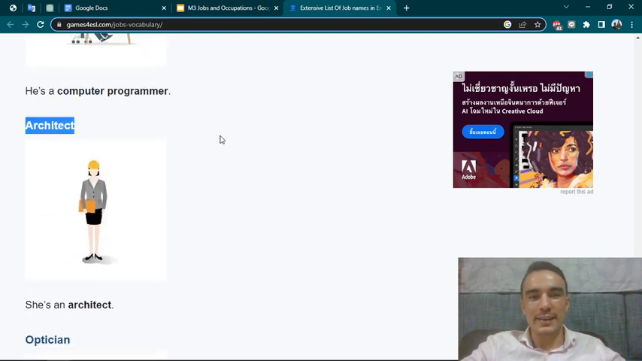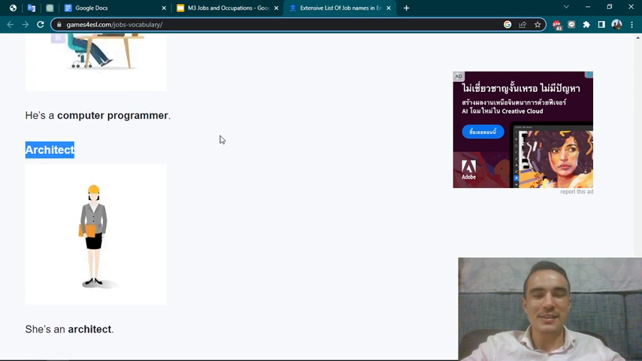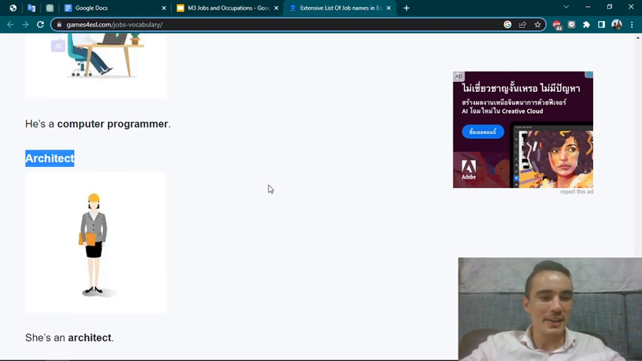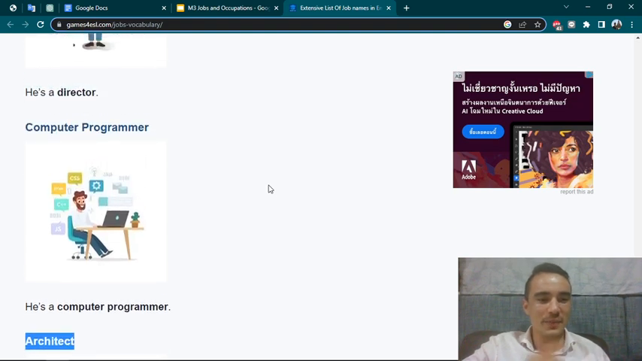Next, we got architect. Architect. What does an architect do? Architects plan the building, right? How to build the building, the interior design, and the rooms. Where will each room be? Where will the stairs be? They design all that, right?